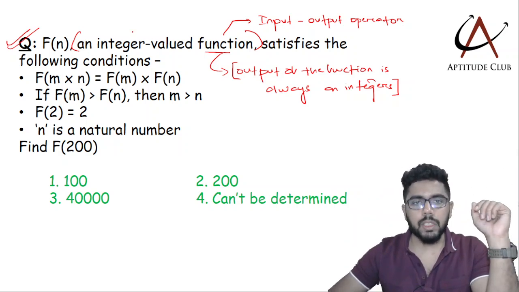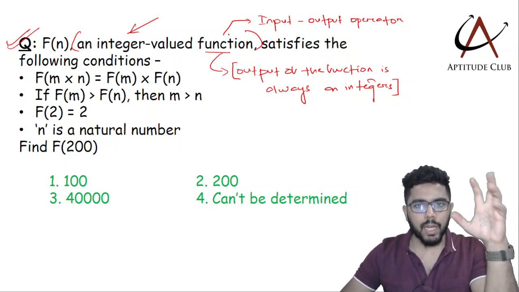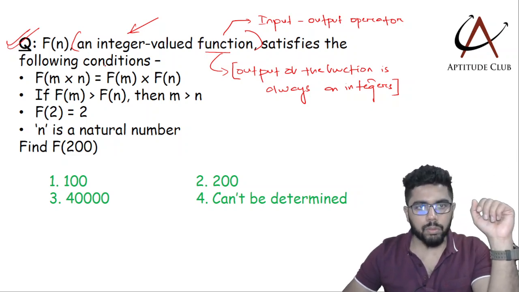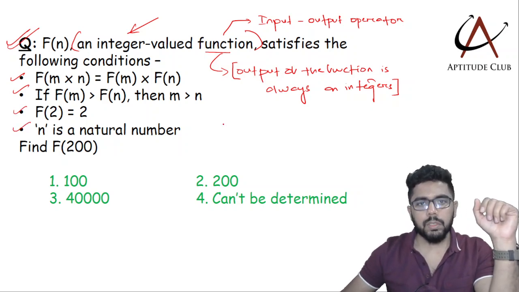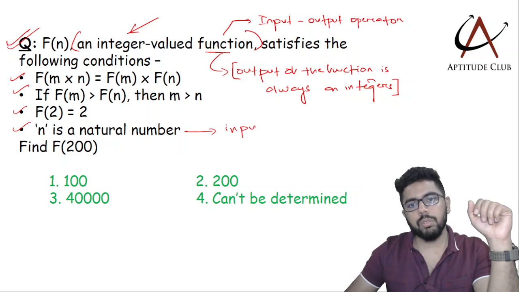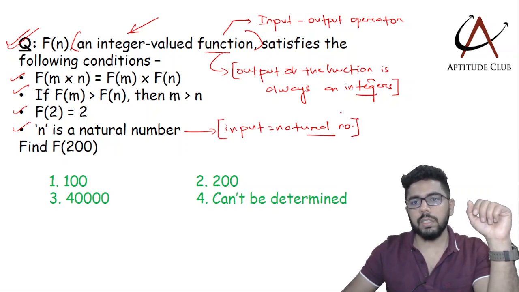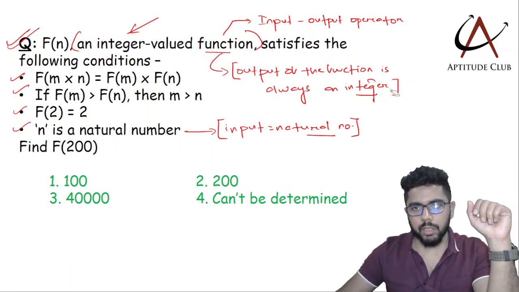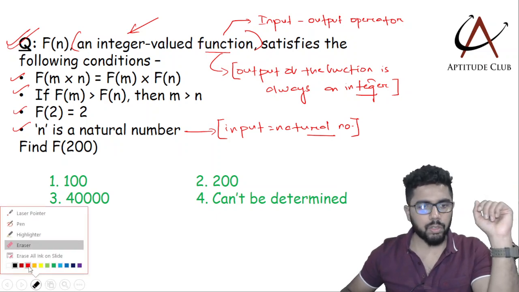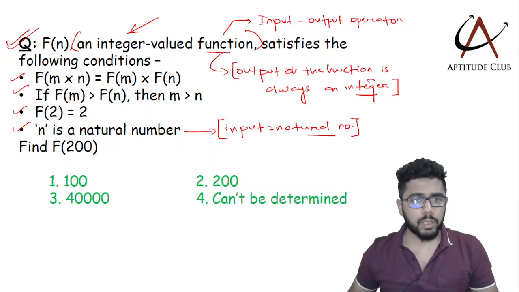Now whenever a function is integer valued, that means no matter the input, the output of the function is always an integer, and this function satisfies the following conditions. So there are some conditions given to us. n is a natural number. That means from this I can conclude that, okay, input to the function is always a natural number. Input is natural number, output is always an integer. Okay, so this is the first criteria of the function for this particular function, not for all functions, that my input to this function has to be a natural number and output is always an integer.